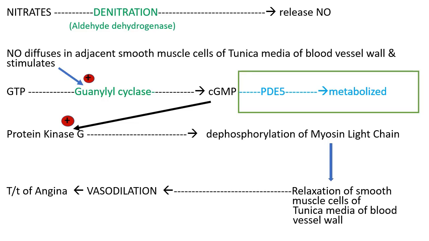Phosphorylation of myosin light chain maintains the contractility of smooth muscle cells. So dephosphorylation of myosin light chain will cause relaxation of smooth muscle cells of tunica media of blood vessel wall, which will result in vasodilation. So it is helpful in treatment of angina pectoris by vasodilation. So this is the main mechanism of action of nitrates as vasodilator. I have also shown in the diagram that is cyclic GMP. Cyclic GMP is metabolized by phosphodiesterase 5.